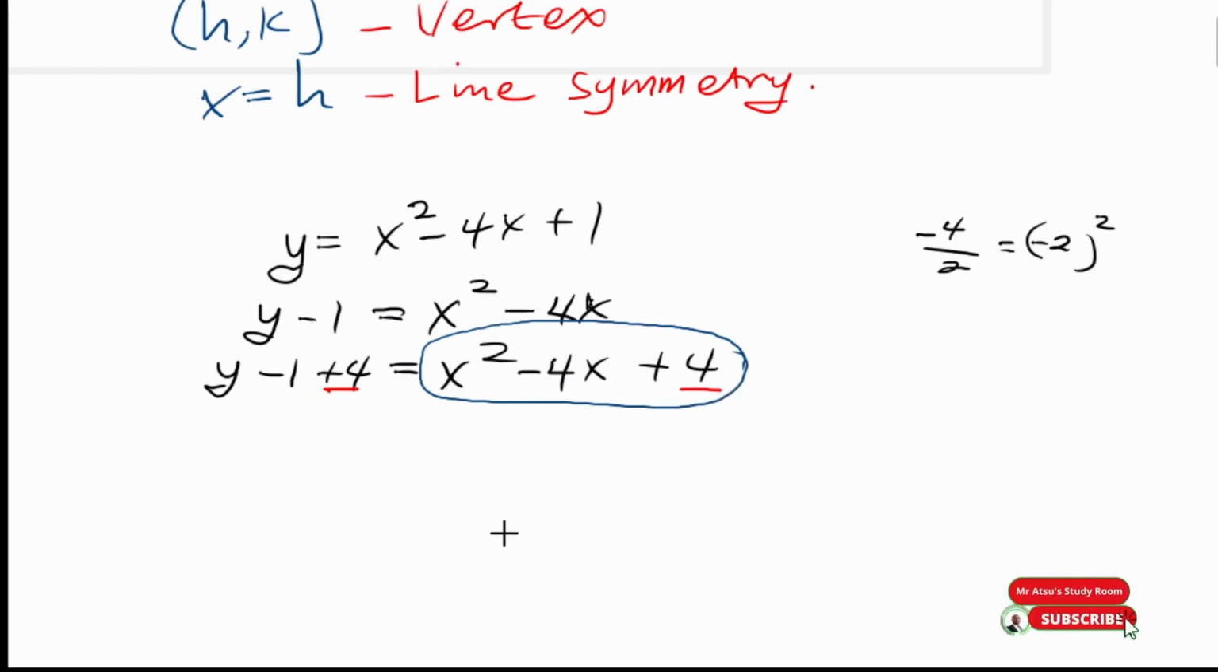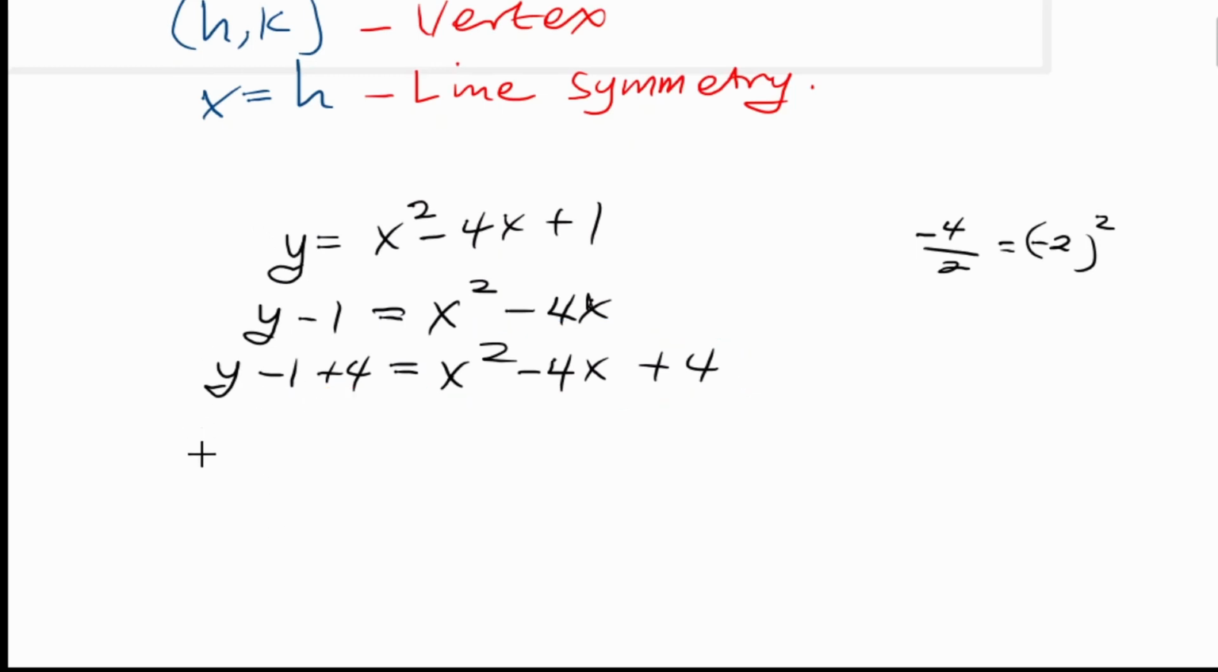And someone may ask, what's a perfect square? A quadratic expression becomes a perfect square when the third term, which is the c, is the square of half of the coefficient of the second term. Whenever you check a quadratic equation and you take half of the coefficient of x and you square it and that gives you c, then it means that that quadratic expression is a perfect square.